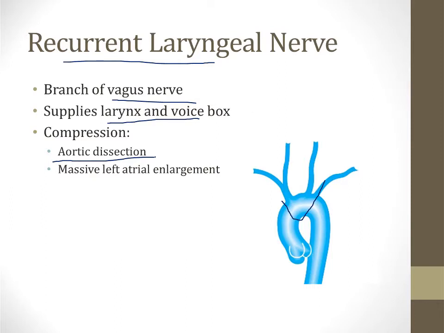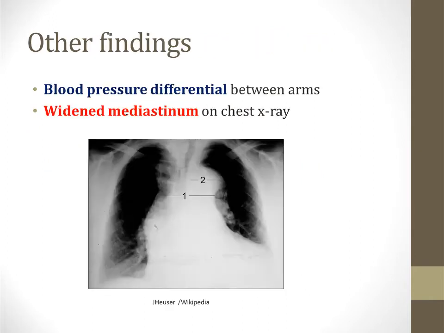Another situation where it can occur is if there's massive left atrial enlargement. The left atrium sits right here below the aorta. If it becomes massively dilated, which can happen in mitral stenosis, that can also cause compression of the recurrent laryngeal nerve. Two other classic findings seen in aortic dissection include a blood pressure differential between the arms.